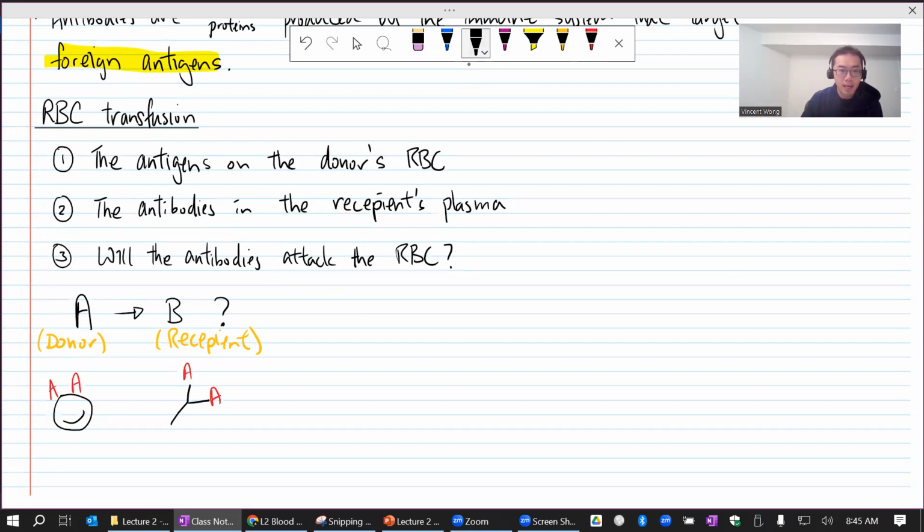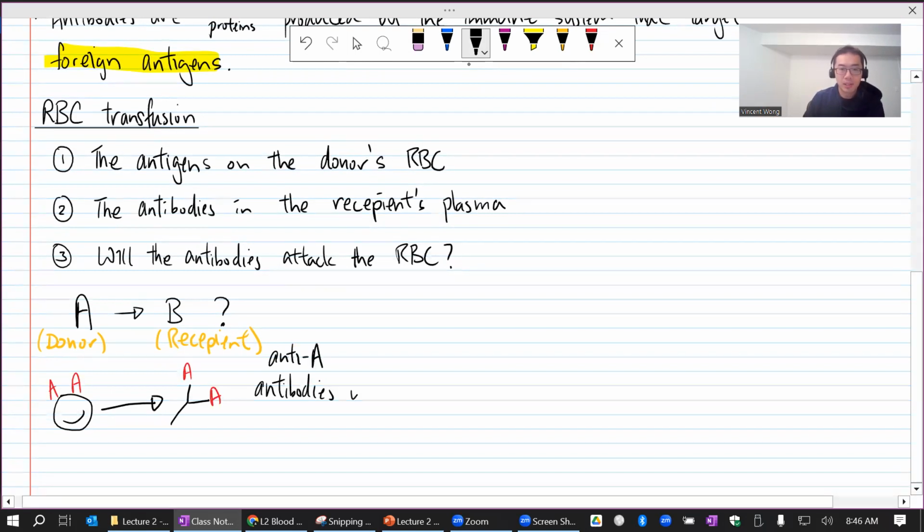So if you go ahead and give the blood cells to this person, that's bad news. The antibody will attack the RBC. We can say anti-A antibodies will attack. I'll tell you what happens when they attack later. Right now, we just want to figure out if it's safe or not. They'll attack the RBC, so that's not compatible, not safe.